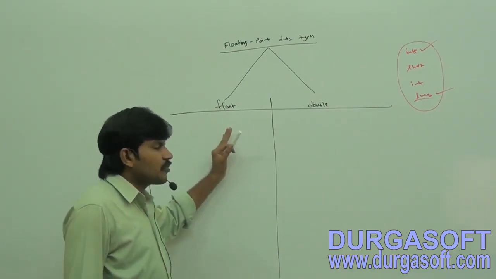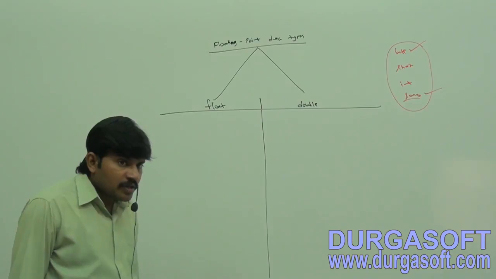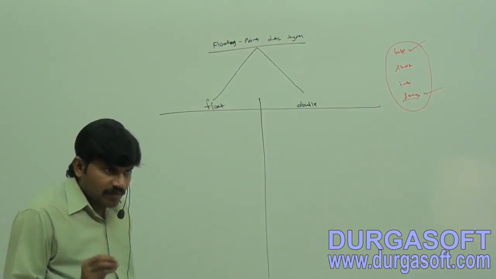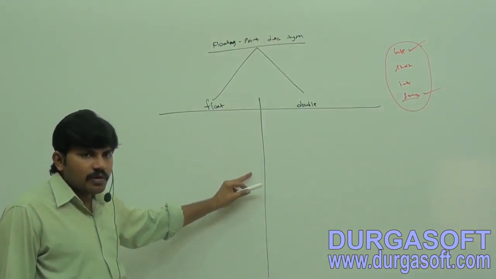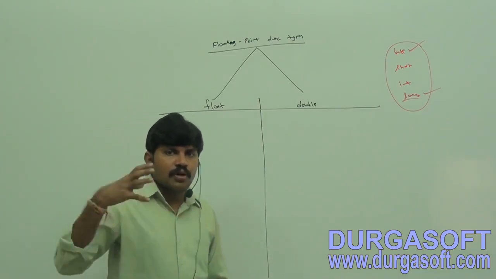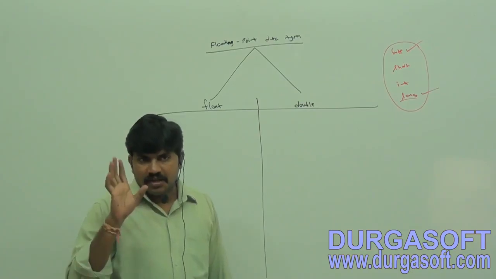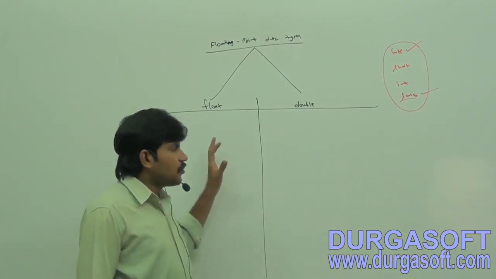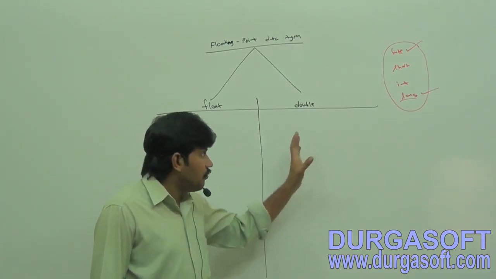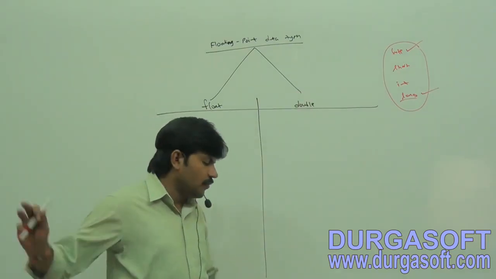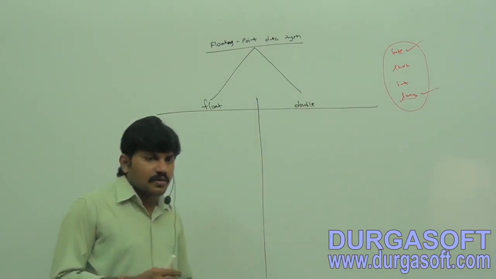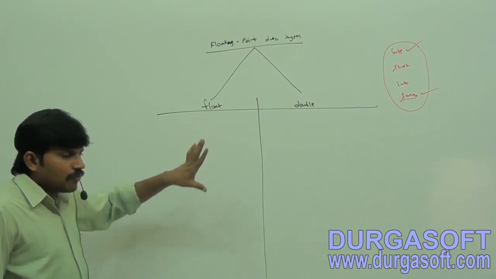Sir, can you tell when we should go for float and double? If you want to represent small floating point values, then float. If you want to represent big floating point values, then double. No, it is not the criteria. Most of the people are going to fail. Then what is the criteria to decide whether we should go for float or double?